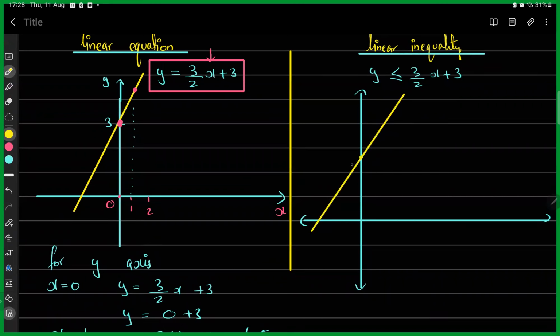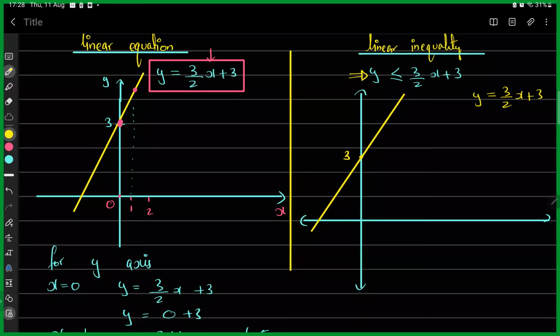This was basically 3, and yeah, that is pretty much it. Okay, so I have basically made the line for y equals 3 by 2x plus 3, but you were not asked to make this line. You need to represent this inequality on a graph. Now think about it logically.